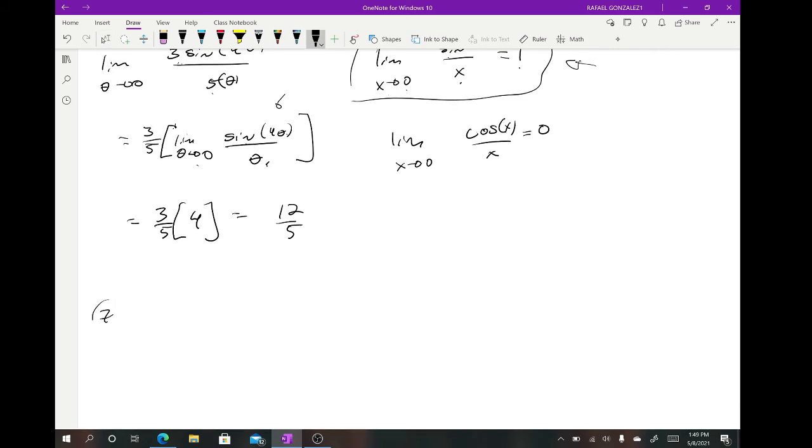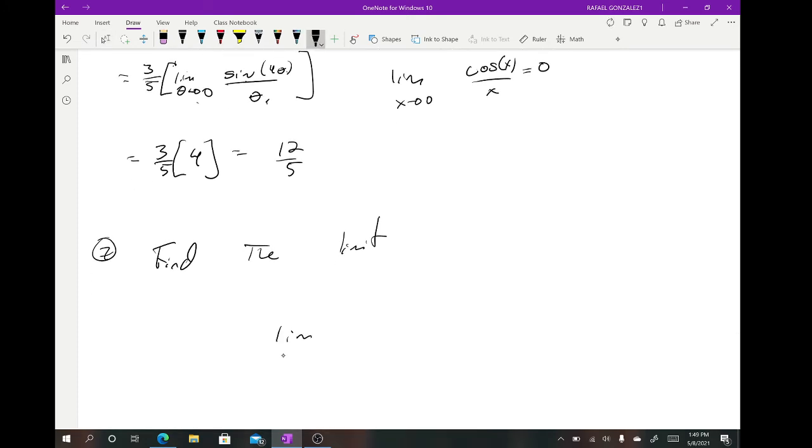Question number 7 will test another limit technique that you should know. So that is to find the limit of the following. The problem given is limit as x goes to 1 of x squared minus 4x plus 3 divided by x squared minus 1.